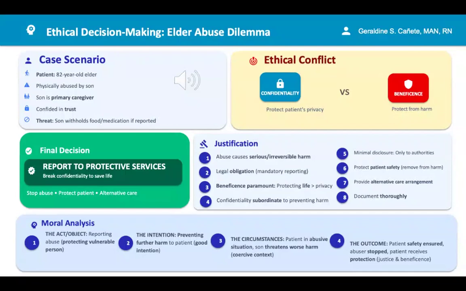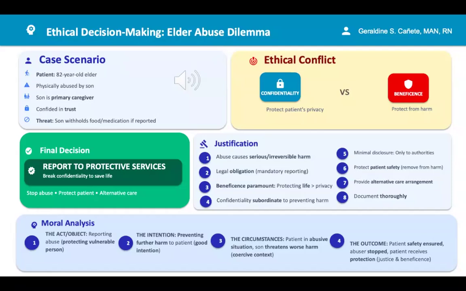Now, from a beneficence perspective, you also have a duty to protect the patient from harm, and this includes protecting them from physical abuse, neglect, and exploitation. In this case, the patient is being physically abused by their son, and their health and well-being are at risk. Now, what are some arguments in favor of breaking confidentiality in this case in order to protect the patient? So, I want you to take a pause and answer these questions on your own.